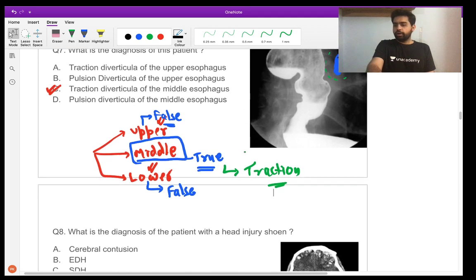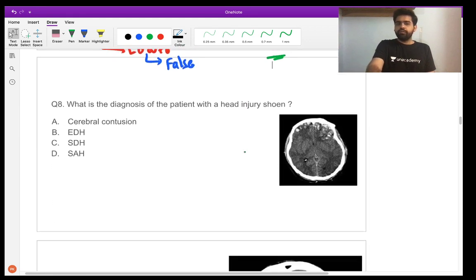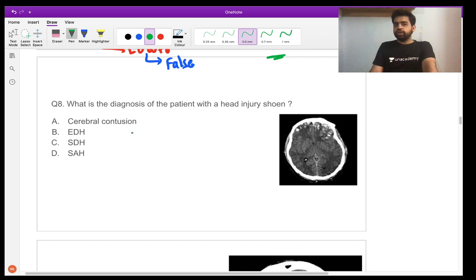Okay guys, now let us move on to the next question. A pretty simple question for you guys. What is the diagnosis which has been shown in this particular patient? I hope the image is visible properly. Is it a contusion, EDH, SDH, or SAH? Please be fast guys. What is the answer to this particular question?